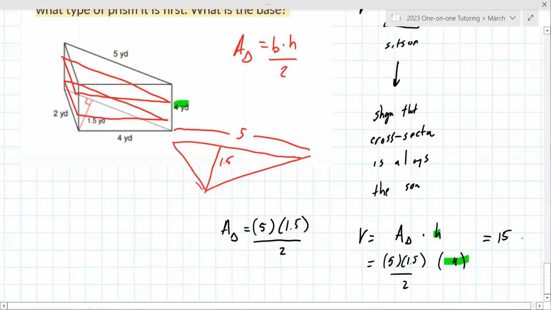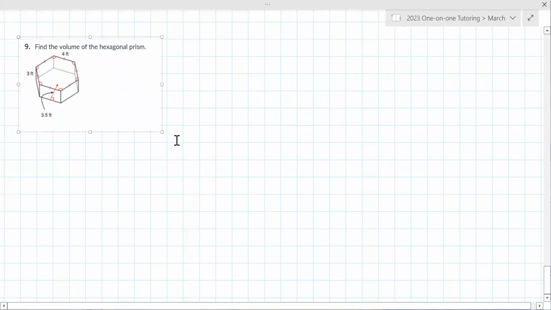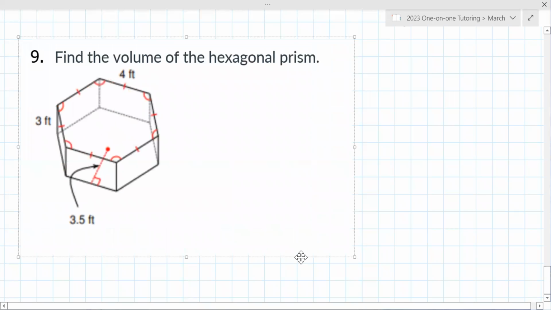And this one is yards cubed. I don't know that it's asking for that, but if this were a paper test, you have to show that or it'll be marked wrong.